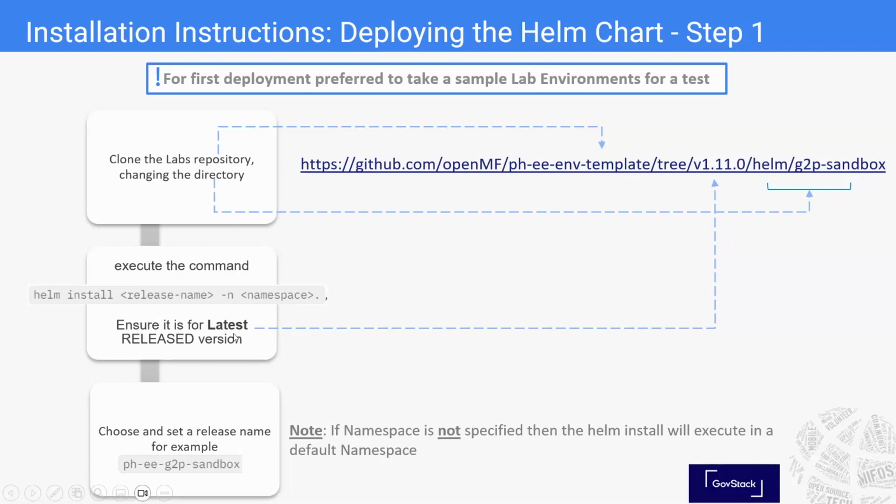Also, you have to ensure that when you're deploying it, you have the latest version. This is again a sample. This over here represents the version. So you have to check which version you're releasing, and you can have the name as per your requirement. And as I told you, if it's not specified, then Helm will install and execute in the default namespace.